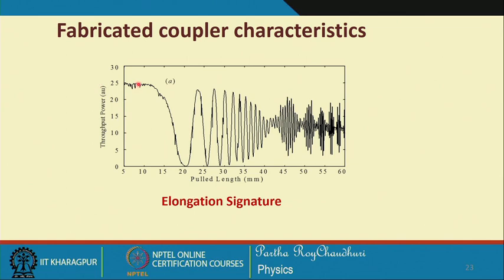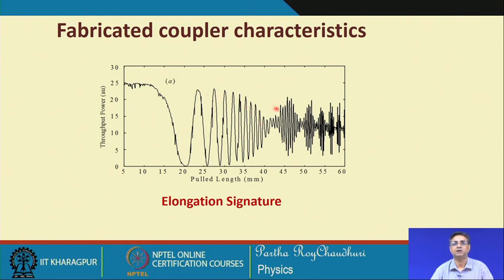If you monitor one of the output ports, that is the transmitted port, initially you have the maximum power, then it falls, it becomes 0. Of course, at that time the coupled power must be maximum. When the throughput power, the transmitted power, is 0, then again it becomes maximum, then minimum, and then you have a periodic bunching effect in the power also.